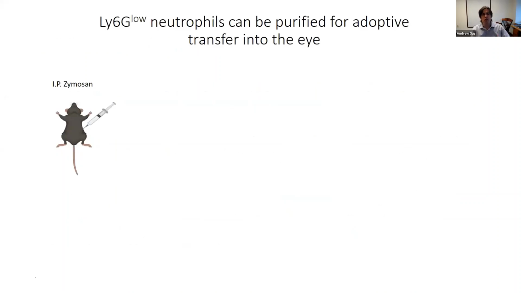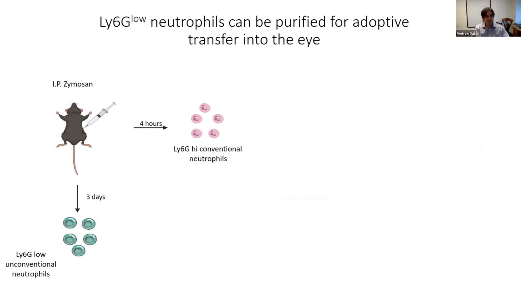So now we wanted to know more about these neutrophils. And so what we found was that it's very hard to take neutrophils out of an eye and work with them. There's not a lot of them. But you can take Zymosan and inject it intraperitoneally and you can get lots of neutrophils. If you inject Zymosan intraperitoneally and you wait 4 hours, you'll get a huge influx of mature Ly6G high neutrophils that migrate into the peritoneal space that you can lavage out.